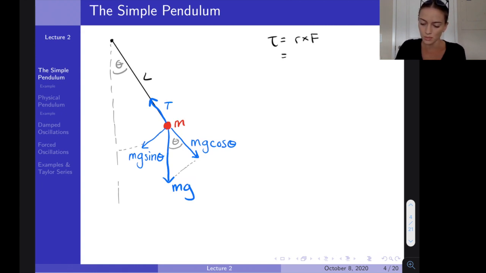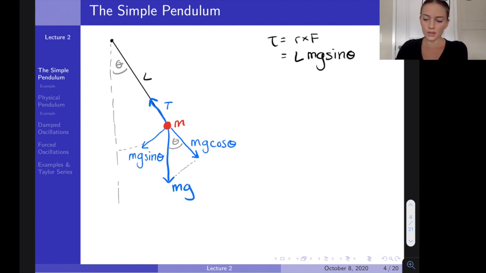And in this case, we're looking at the torque here from this point. So our length R is just the length of this string here. So R is just L. And then the force is mg sine theta. And here, this line and this line are perpendicular to each other, so we can just take the product here. We don't have to worry about the cross product.